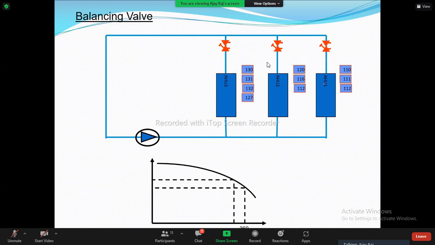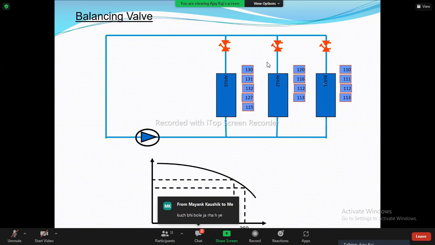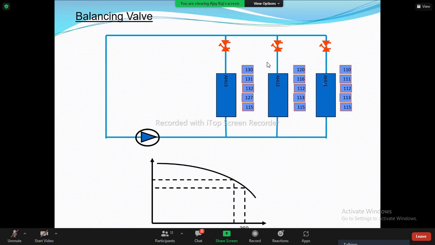So then I went to the third AHU. I started throttling this. The moment I throttled it from 130 to 127, my first and second became 113, 113. Then I throttled this to 115. All three AHUs became 115. I can throttle them further. My total flow got reduced from 360 to 356, then to 345. Now I can add one more balancing valve, or I can further throttle these valves.